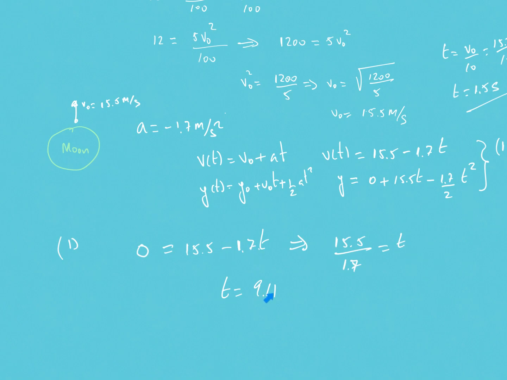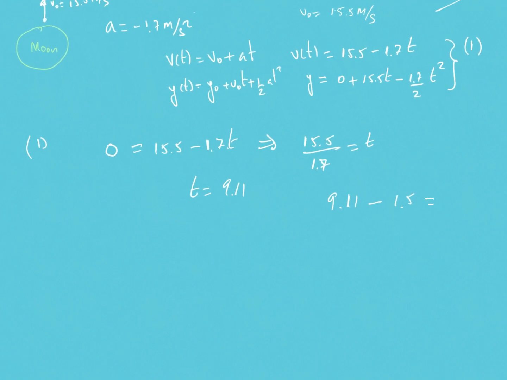The time is 9.11 seconds. Compared to 1.5, the difference in times is 9.11 minus 1.5, which is how much longer it takes to go up. So 9.1 minus 1.5 is 7.61 seconds. But I think the problem will say coming back to the floor, so this time will have to be multiplied by 2. It takes the same time to go up as to go downwards from the maximum height. And the problem is done.